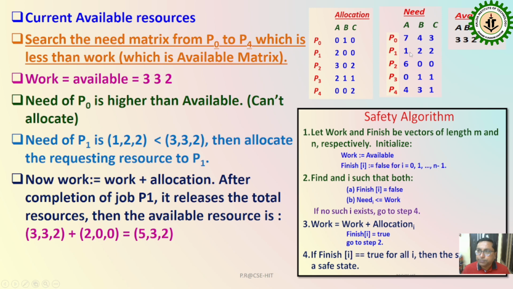After that, what will happen? P1 will execute and it will release the resources, and those resources are now added to the available. So look at here, after that work is equal to work plus allocation. Right now the work is, what is it? 332. Available is 332. What is the 200? 200 is the allocation of P1. That means after we allocate resources to P1, P1 will release its resources. So 200 is added to the 332 and it now becomes 532.